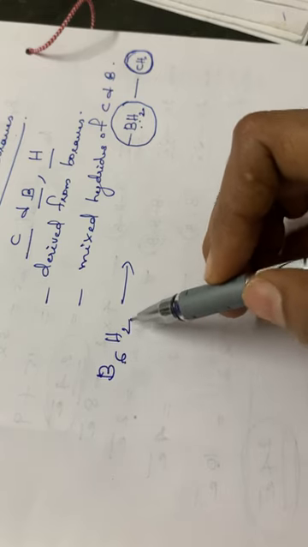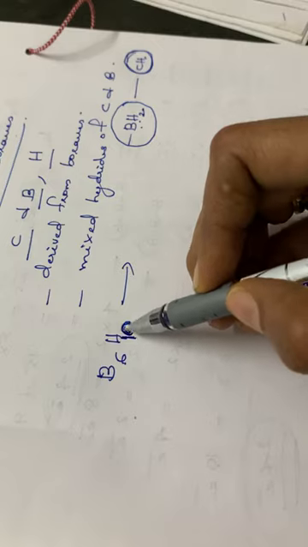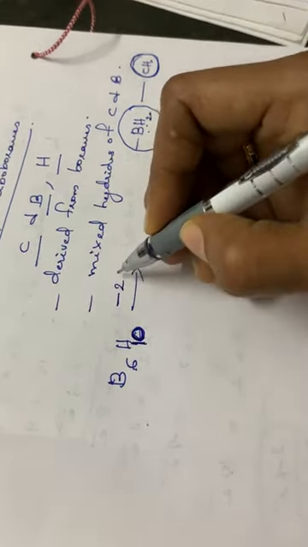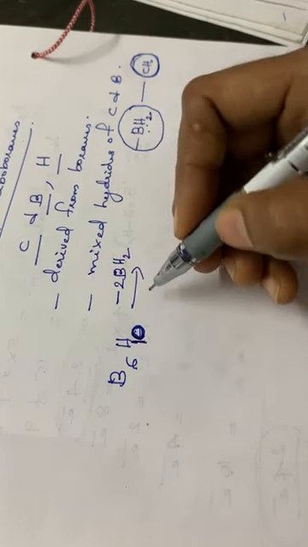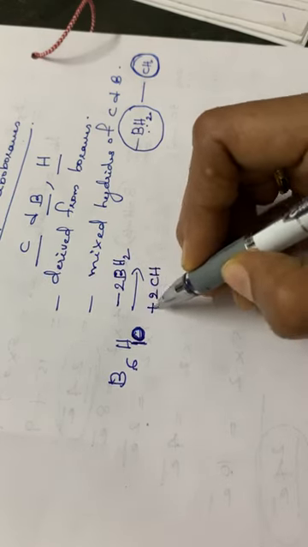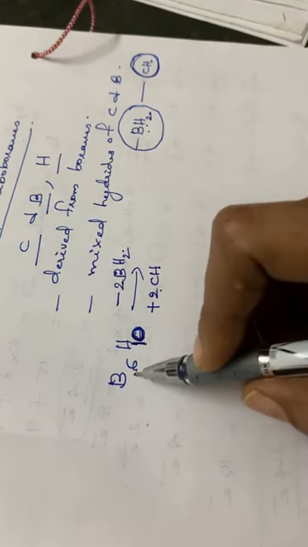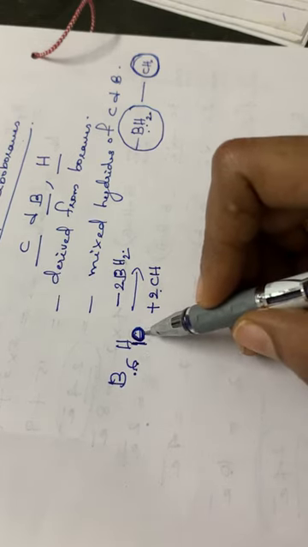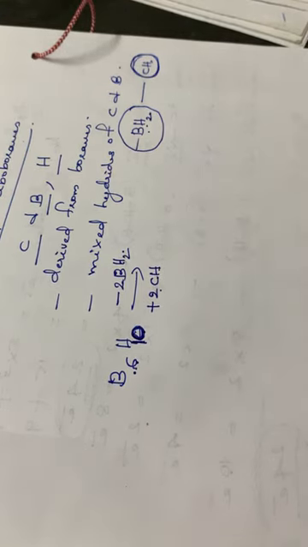So from this borane B6H10, if we replace 2 BH2, then instead of that we substitute 2 CH units. Minus 2 BH2, that means plus 2 CH. 2 BH2 units means B2H4 will be removed, and instead of B2H4, we replace it by C2H2.